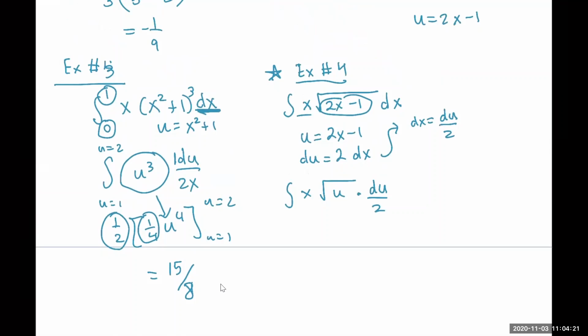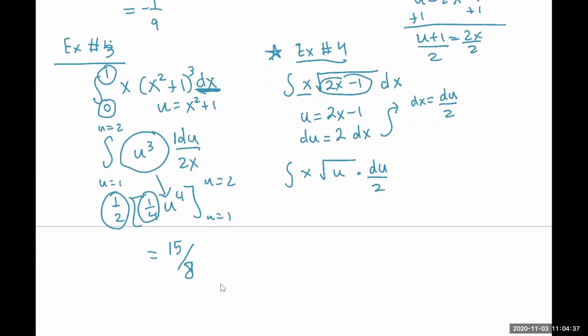Excellent, you guys. That is correct. You have u in terms of x, so simply solve for x in your equation. Good. So u plus 1 equals 2x, divide through by 2, and you get x is equal to u plus 1 over 2. So let me highlight this part. I'm going to take x and replace that with u plus 1 over 2.